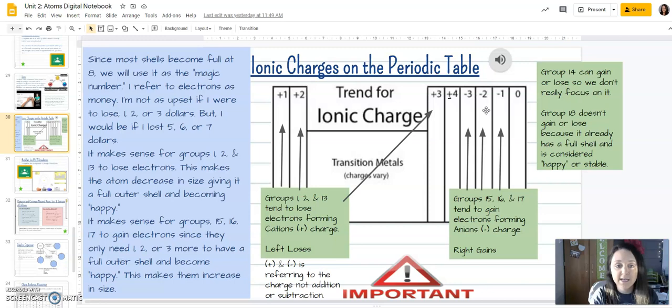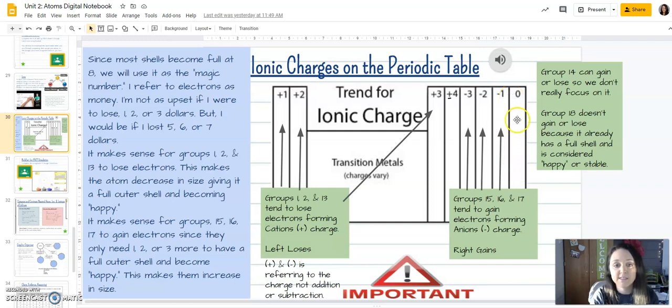When group 16 has 6 in its valence shell and it pulls on 2 more to fill it up with 8, it now has a -2 charge. Group 17 has 7 valence electrons, okay? So it only needs 1 to make its full outer shell with 8. So it's going to find 1 valence electron to add to its shell. And so it's going to have a -1 charge.